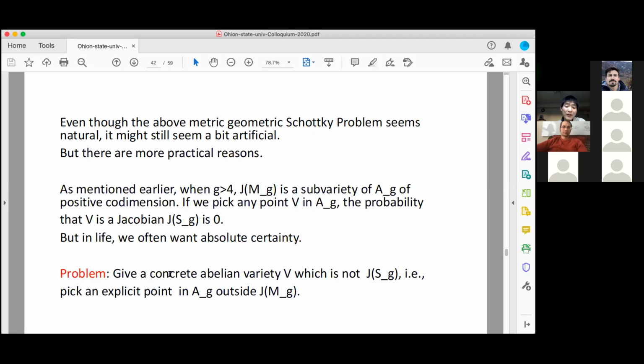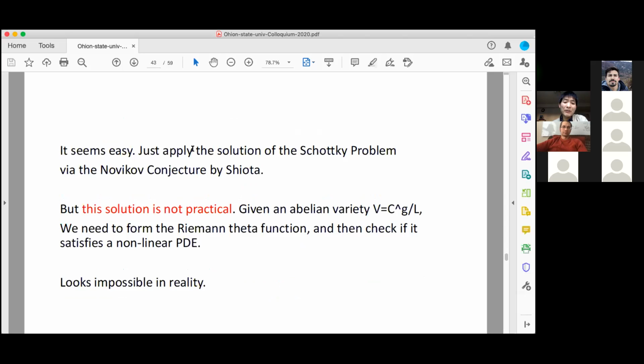So the question is, give a concrete abelian variety which is not a Jacobian. So pick a point in AG which is outside this subspace. That's a very fair question. How do I find an abelian variety which is not a Jacobian? Well, you say it's easy, right? We just apply the solution of the Schottky problem by the Novikov conjecture by Shiota, but this solution is not practical.